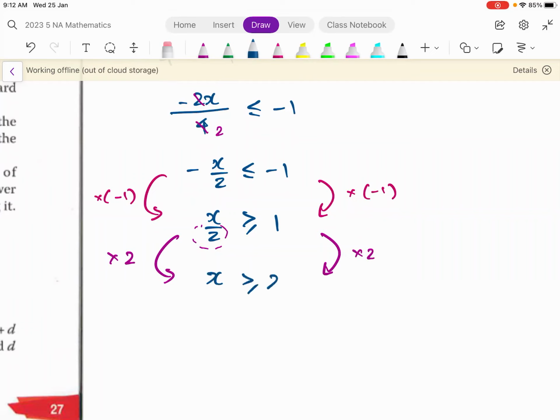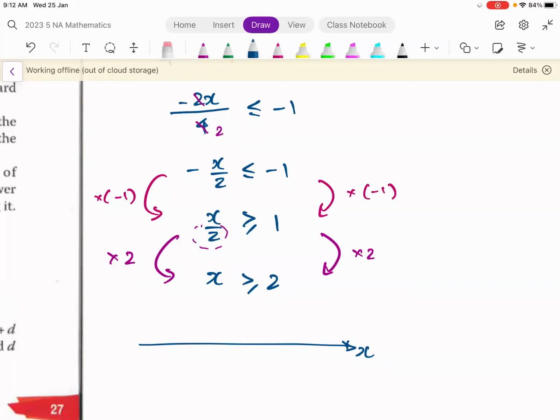x greater than or equal to 2. So this is the answer. And then they want us to represent it on the number line. So number line is just our x-axis. Draw a horizontal arrow, label it x, because we're dealing with values of x.